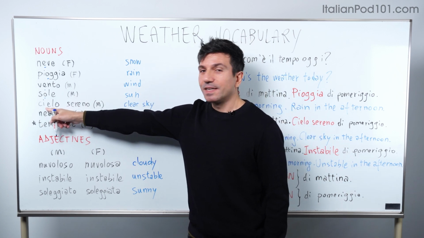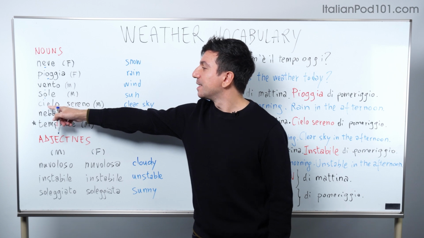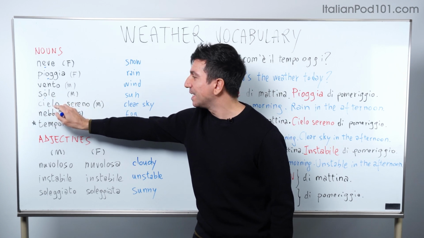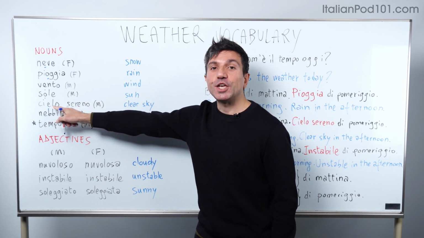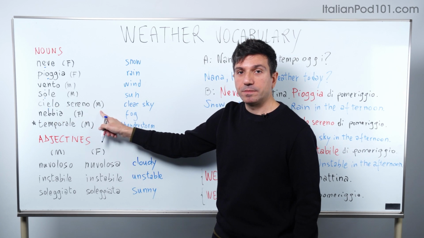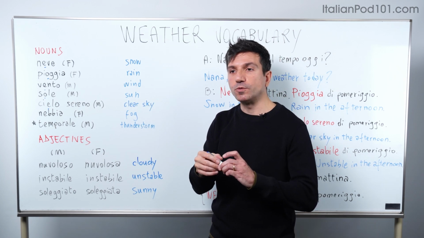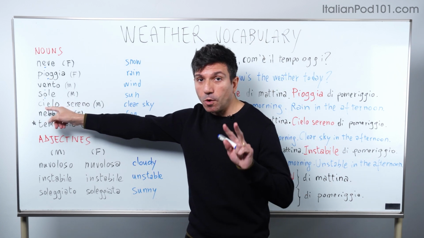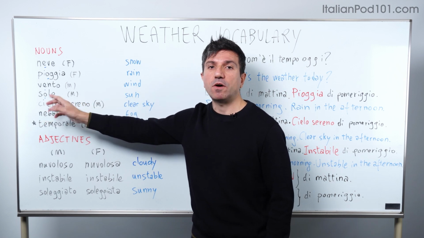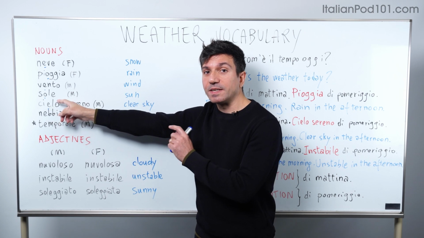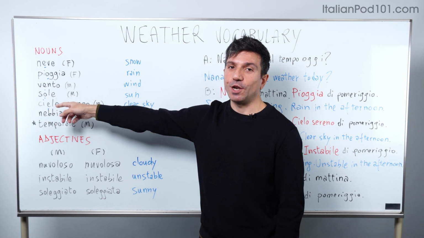Then cielo. Cielo, the accent is on the E. Attenzione, attention, Italian E. Cielo is a masculine noun, and cielo means sky. And I want your attention because we have two vowels. In this case, don't consider the Italian I vowel, only E. So put together C and E, like c'è. And the word is cielo.